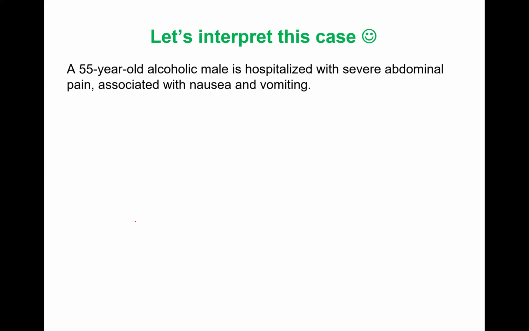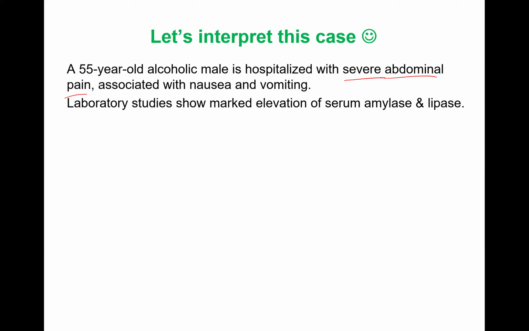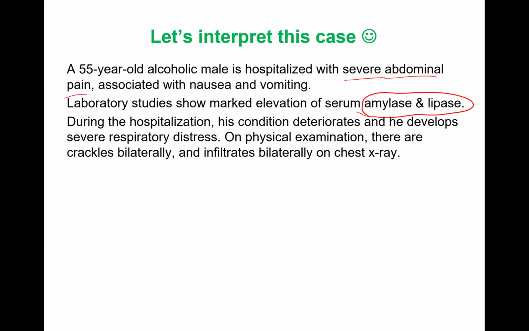A 55-year-old alcoholic male is hospitalized with severe abdominal pain associated with nausea and vomiting. So, abdominal pain is severe. There is some pathology in the abdomen along with the nausea and vomiting. Laboratory studies show marked elevation of serum amylase and lipase. What do you think? These are indicators of what? Abdominal pain severe, amylase, lipase, pancreas. Yes, exocrine portion of the pancreas. So the patient is suffering most likely from pancreatitis.